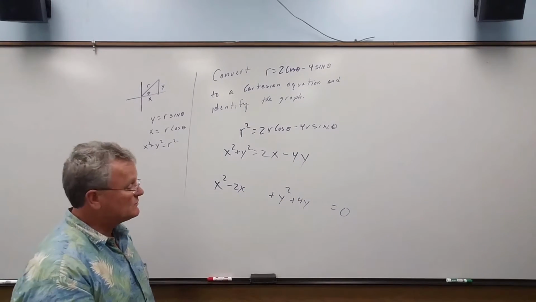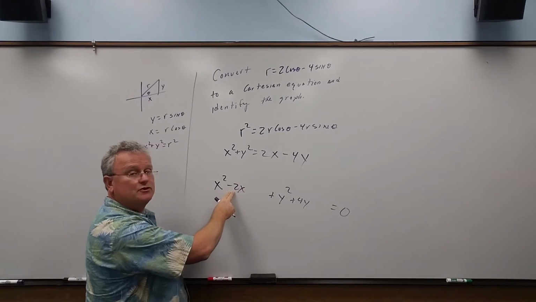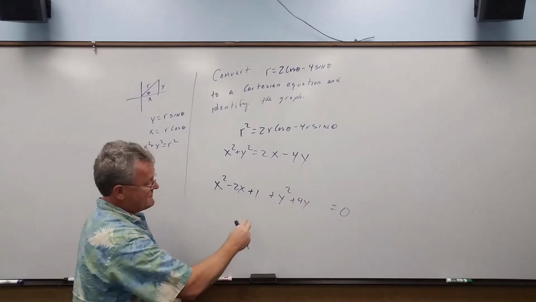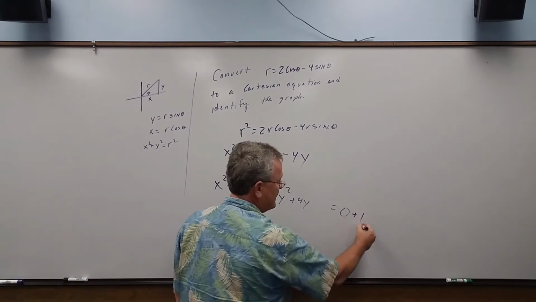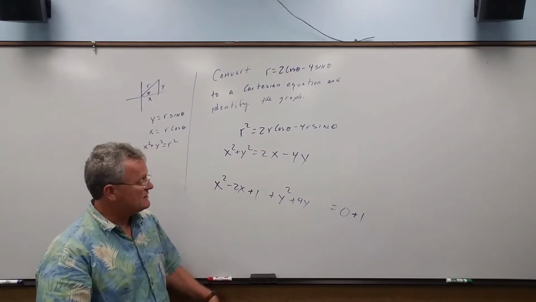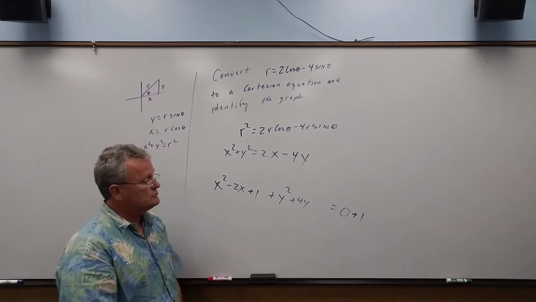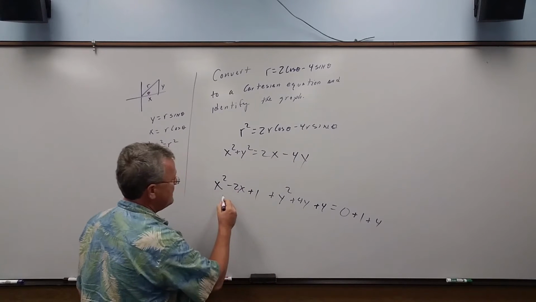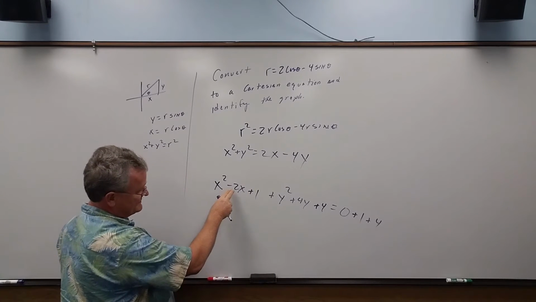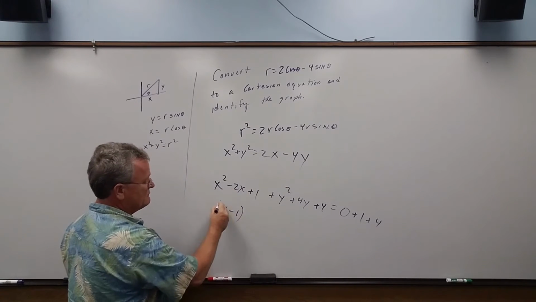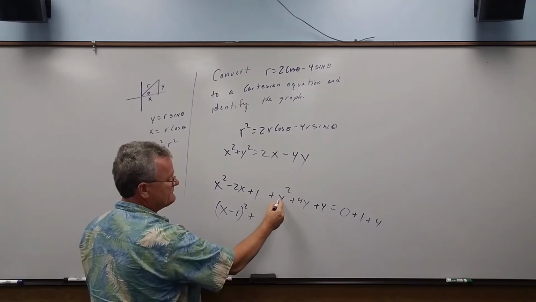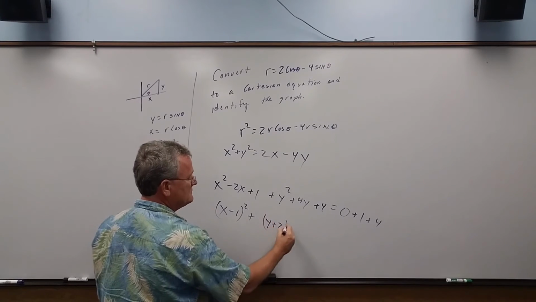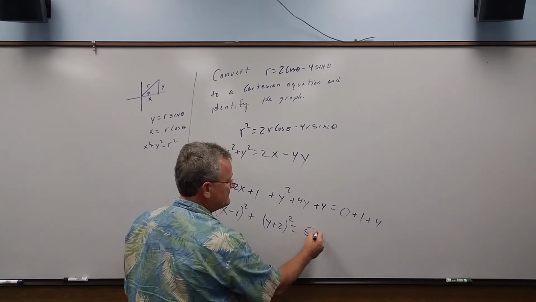Now we complete the square. Half of negative 2 is negative 1, and negative 1 squared is positive 1. But if I add 1 to the left side, I've got to compensate with 1 on the right. Half of 4 is 2. 2 squared is 4, so I add 4 to both sides. And this factors to x plus half of that, which is negative 1. This factors to y plus half of 4, which is positive 2. And this adds up to 5.